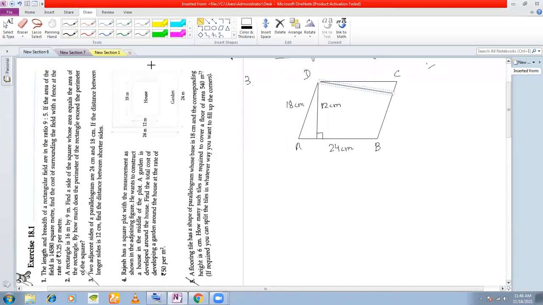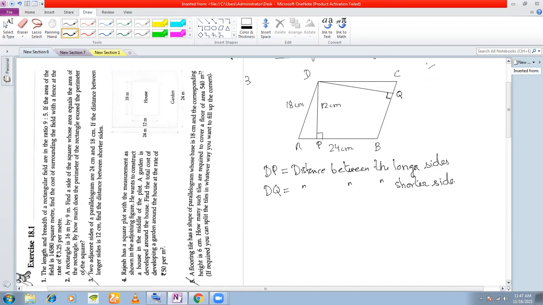Let's call this P and let's call this Q. So DP is what? DP is the distance between the longer sides, right? And DQ is the distance between the shorter sides, right? I hope the distance between the longer sides and shorter sides is clear.